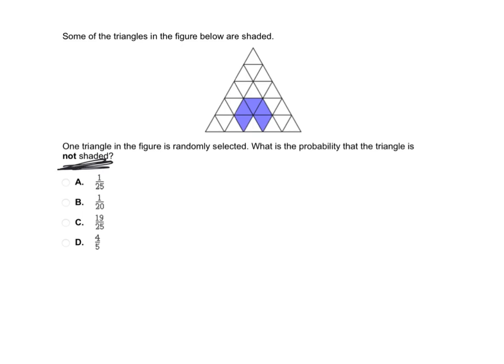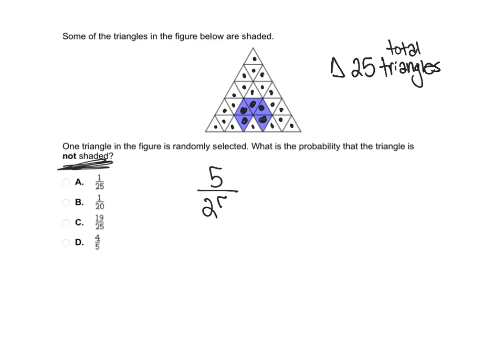I'm not going to count out loud. I trust that you guys can count. What I'm going to do is put dots on the triangles. And if you count the dots that just appeared on the screen, you would see that there are 25 of the little triangles. Since 25 is our total, it says, what's the probability that it's not shaded? Well, I count and I see that there's 1, 2, 3, 4, 5 that are shaded. So 5 out of 25 are shaded.